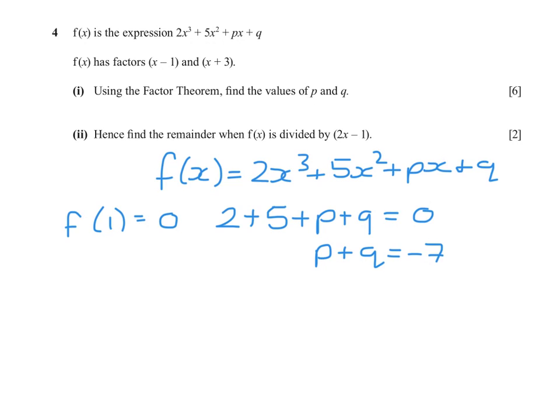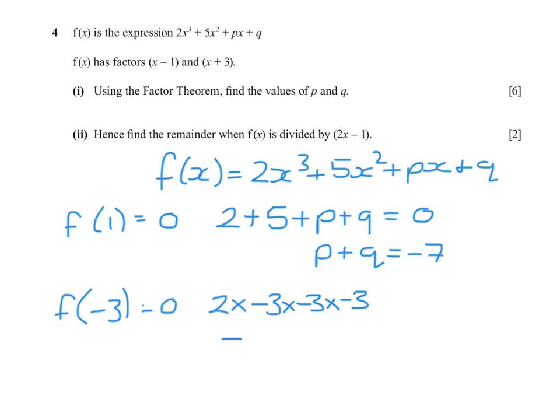If x plus 3 is a factor, then f of minus 3 is 0. And we have 2 times minus 3 cubed. It's a non-calculator paper, so you need to be careful with cubing minus 3. Sometimes it's easier to work with the signs if you write all three out. A minus and a minus gives me a plus, and then a minus, which is going to give me a minus.